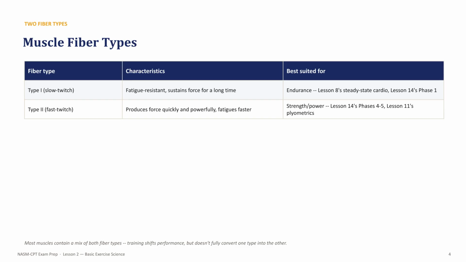Type 2, fast twitch. These fibers produce force quickly and powerfully, but they fatigue faster. They're best suited for strength and power, Phases 4 and 5 in Lesson 14, and the plyometric work you'll see in Lesson 11. Here's a picture to hold on to. Think of a marathoner's calves versus a sprinter's calves. Different dominant fiber ratios, shaped partly by genetics and partly by years of training. One more important note. Most muscles contain a mix of both fiber types. Training shifts performance, but it doesn't fully convert one fiber type into the other.